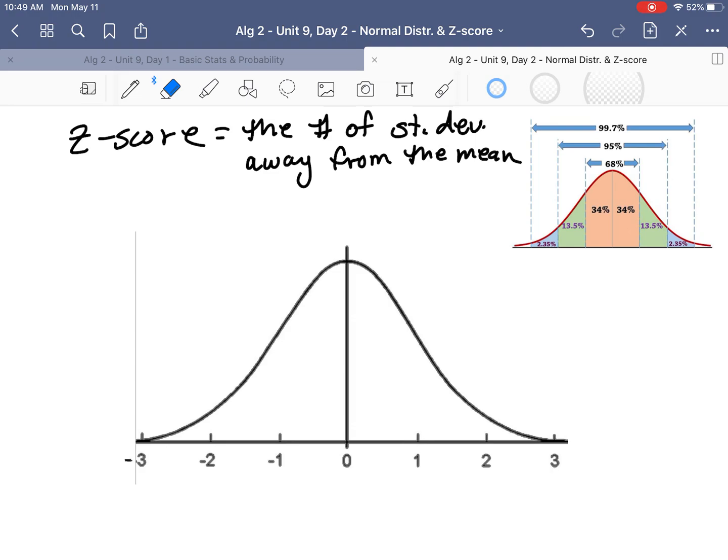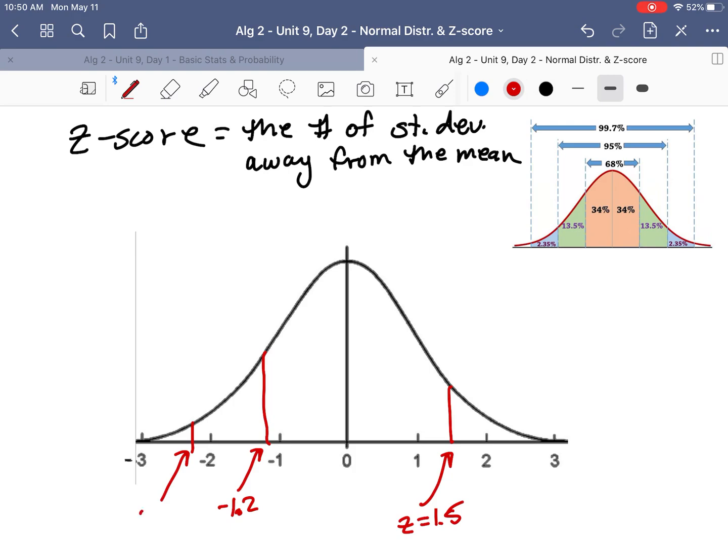Now remember, I told you that you don't have to be a set amount. Like if you were, say, right here, your z-score would be 1.5 because you are 1.5 standard deviations above. Let's say you were right here. So your z-score for that spot might be like -1.2 because you're a little bit past 1. Let's say you were right here. Maybe your z-score for that is -2.3 because you're a little bit past 2, but you're not halfway yet. So anyway, that's how it works. So z-score is the number of standard deviations away from the mean.